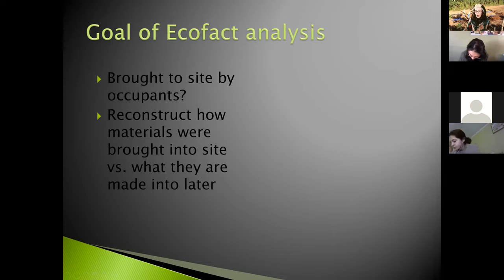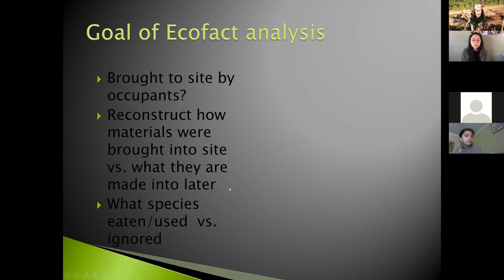So to wrap up ecofact analysis, what are some of our big goals? Why are we paying a lot of attention to these items that were shaped or modified or created by humans? We are very interested in what people brought home. We want to know, did they go to the ocean and then come back to their village, which is 20 miles away, or to a lake? Or did they go up to higher altitude and bring things back down? Is everything really local? So we know they're not traveling very far in that particular environment. And what their choices were. So we can reconstruct how the materials were brought into the location versus what they might have been made into later.